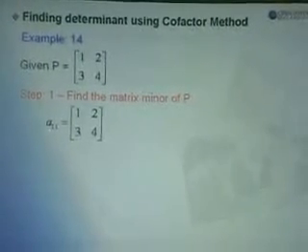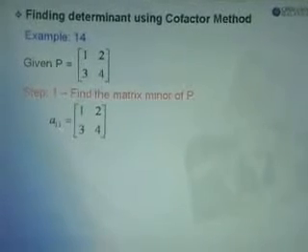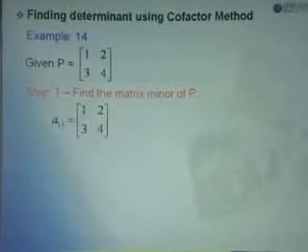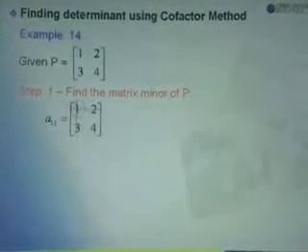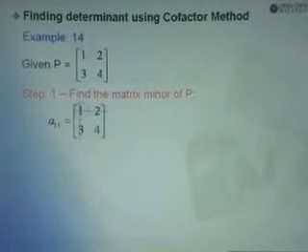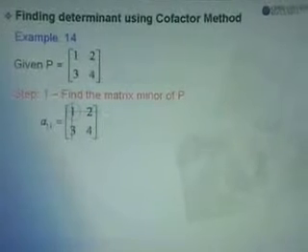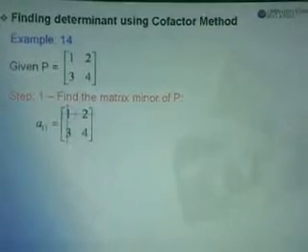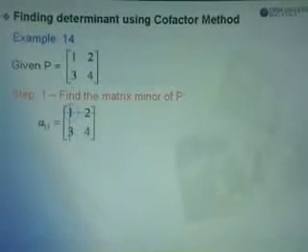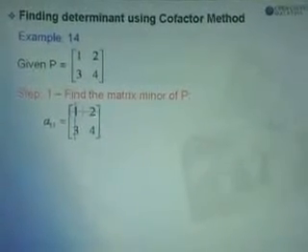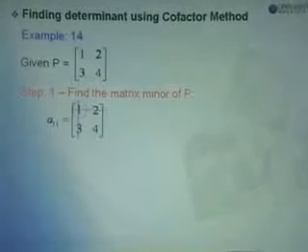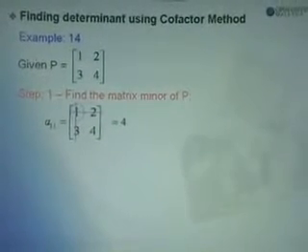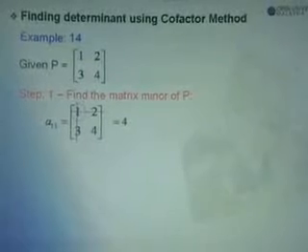So we find the first element of minor P, which is A11. We will circle the first element here. Then draw a line that passes through this first element, which is the row, and then draw a line that is the column that passes through the first element. So what remains will become the minor of P. In this case, the first element for the matrix minor of P is equal to 4.